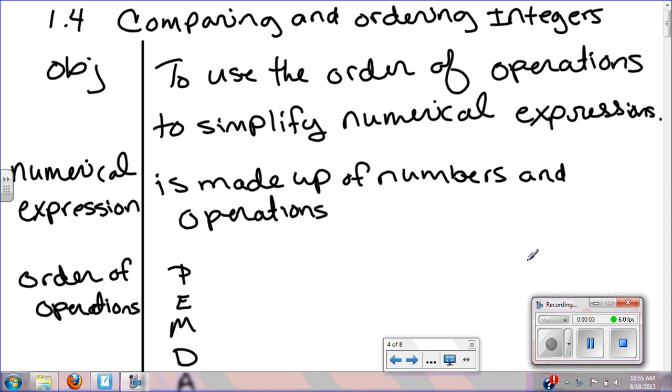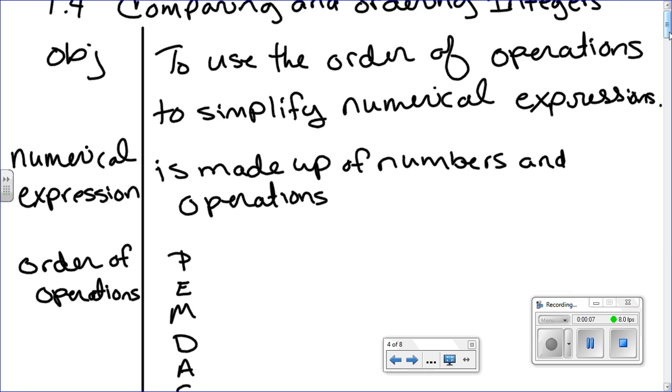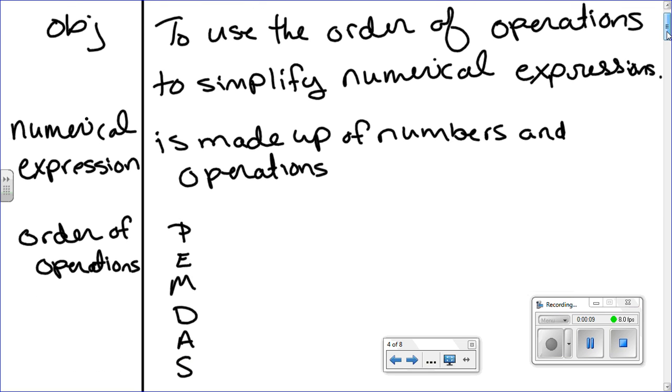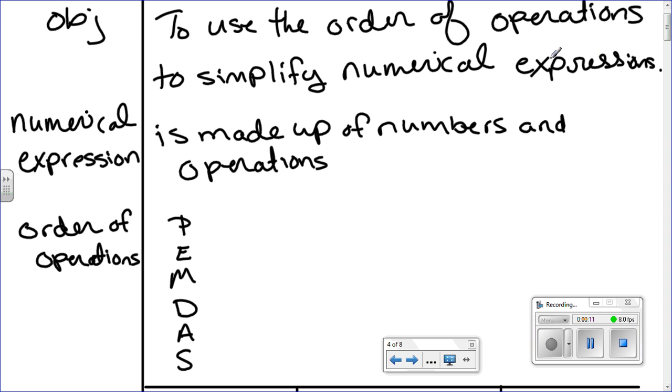Our objective is to use the order of operations to simplify numerical expressions. So what is a numerical expression first off? It is something that is made up of numbers and operations. So we're going to have ones, twos, threes. We're also going to have plus, minus, multiplication, and division.